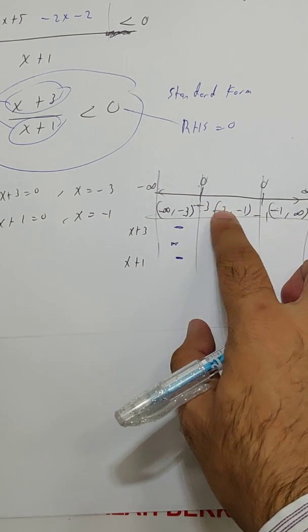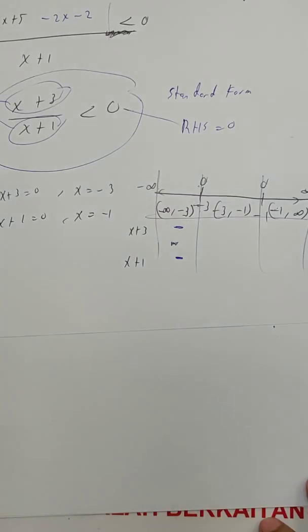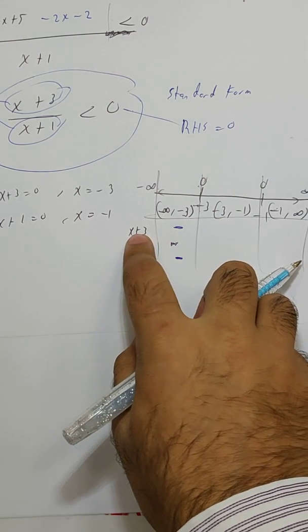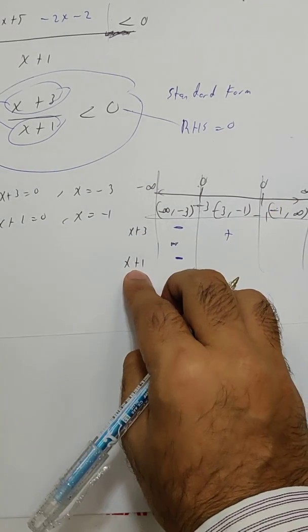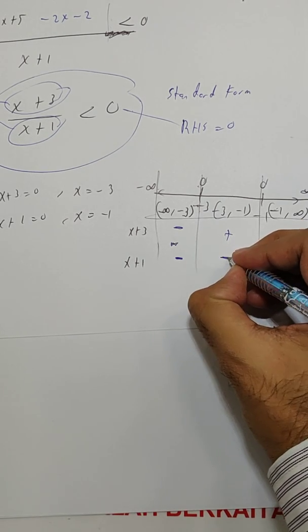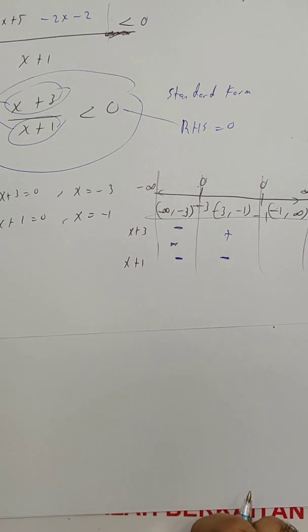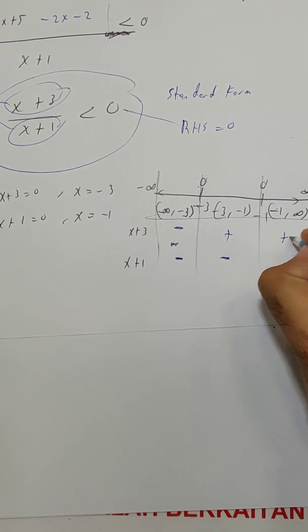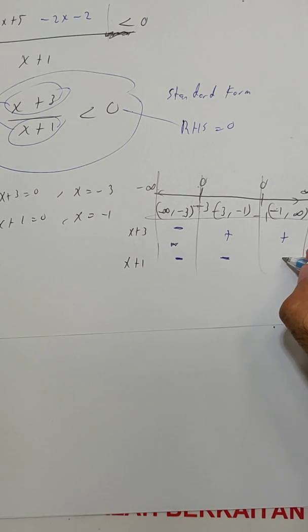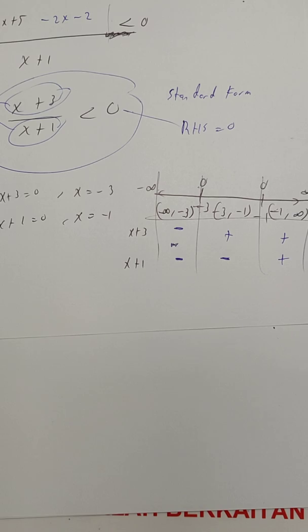So what about in between, negative 3 until negative 1? Give me a number in between. Why don't you take 0, easier? Okay, negative 2. Negative 2 plus 3, negative or positive? Positive. Negative 2 plus 1, negative. What about this one here? You can take 0 or something bigger than that, 5. Positive. 5 plus 1, positive. You guys okay?